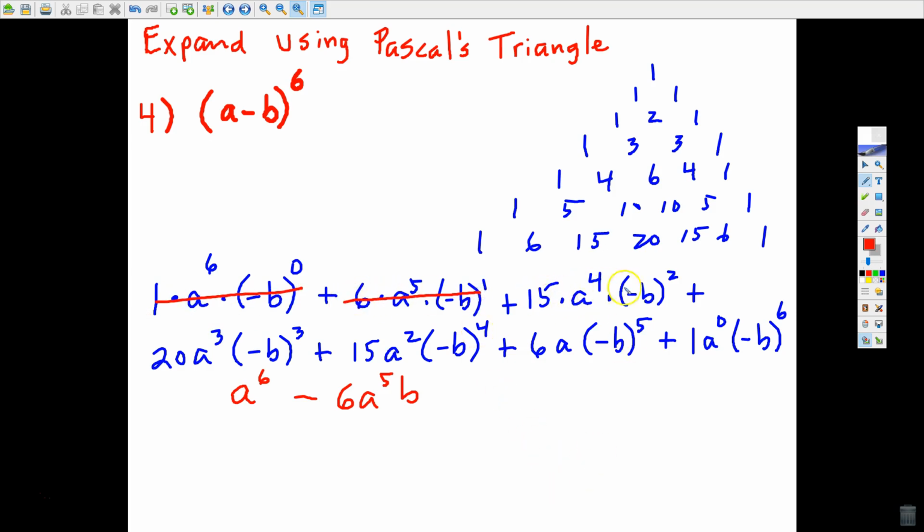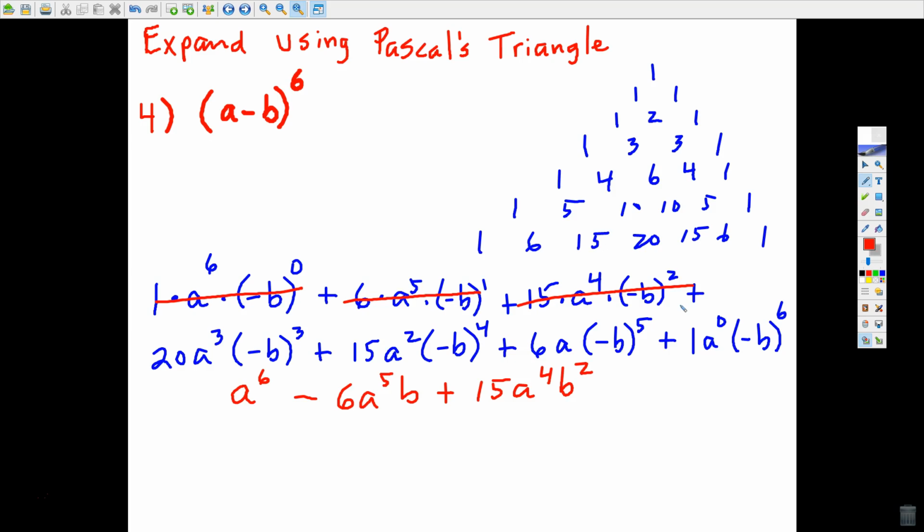Okay, Colin, here I am. What happens to this after you square negative b, put it all together? Will you end up with a positive term or a negative term? Positive. Does everybody see that? So my next sign, all of this is going to become positive. When you square negative anything, it becomes positive. So my next sign should be plus 15a^4b^2. That's done.